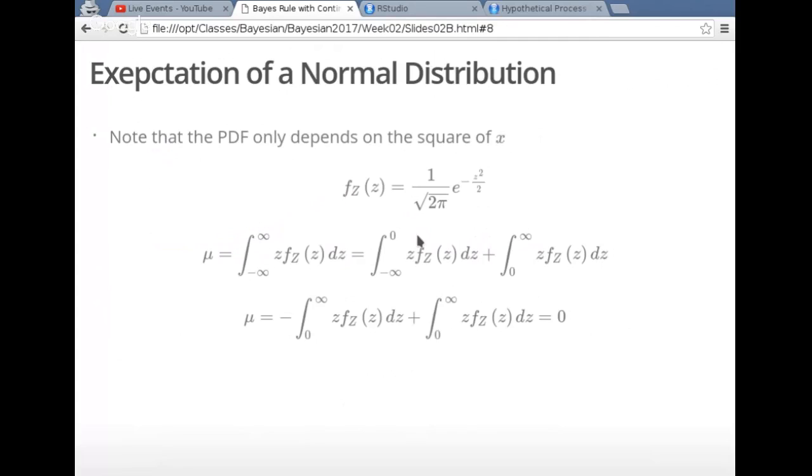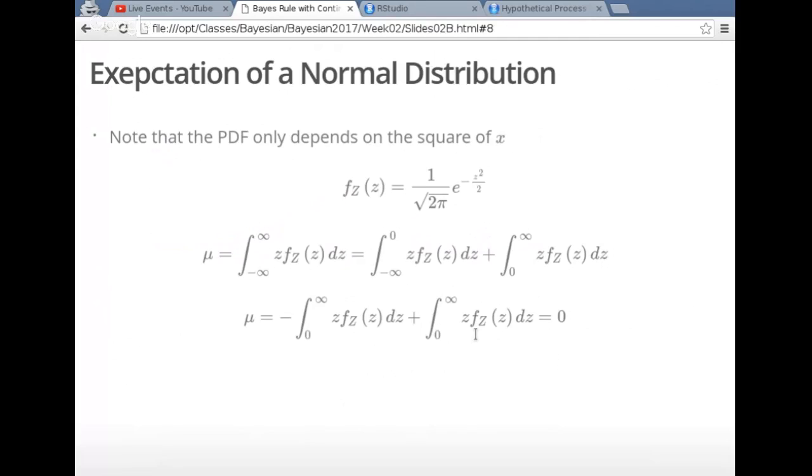But like I said, this PDF in the standard normal case only depends on the square of z. So I can actually pull out a minus sign here and just integrate from 0 to infinity, z times f of z, and then add to it the integral from 0 to infinity of z times f of z. So we have negative something over here. That was the left piece of the green curve. And then we have positive something over here. That was the right piece of the green curve.